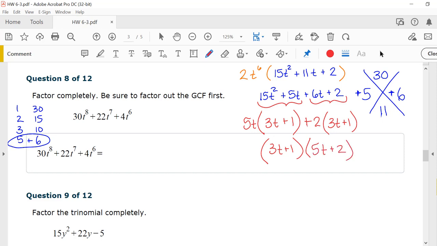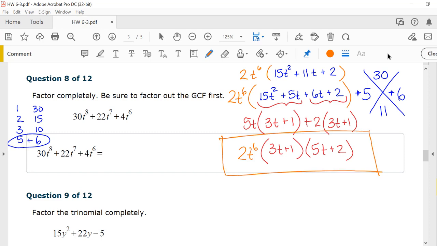Now, what else do I need to remember? What about that GCF that was out there, that 2t to the 6th? So I need to do 2t to the 6th times 3t plus 1 times 5t plus 2. That is my answer.